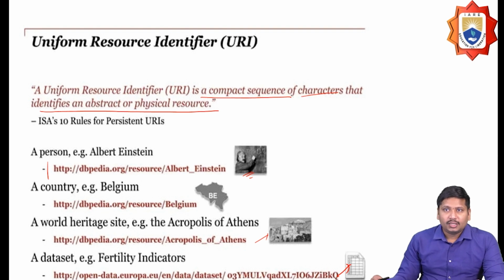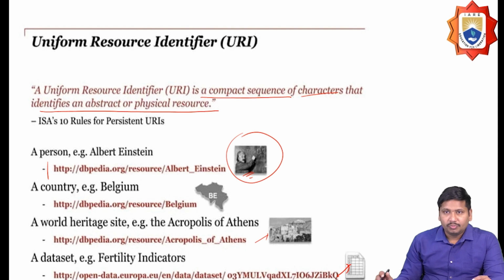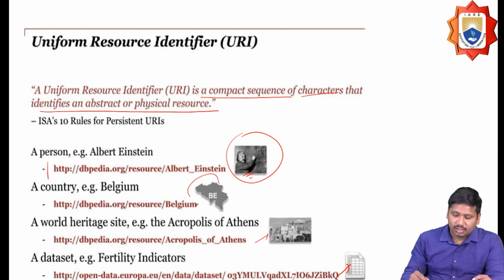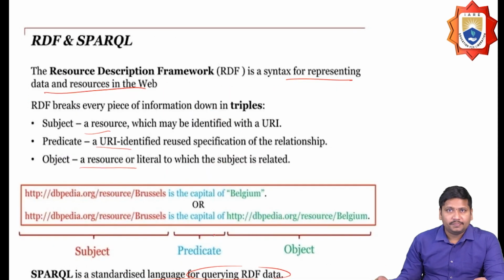A URI is a compact sequence of characters that identifies an abstract or physical resource. Suppose I want to see a picture that is available on the web through the URI, I can connect it in the form of subject, object, and predicate, and similarly country and some other fertility indicators can also be used.